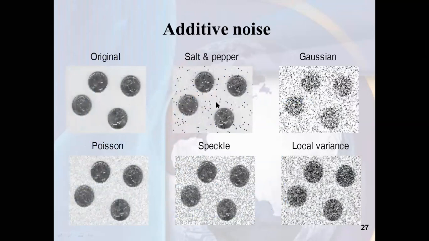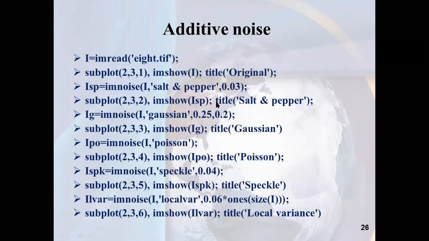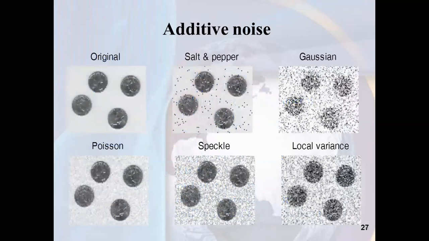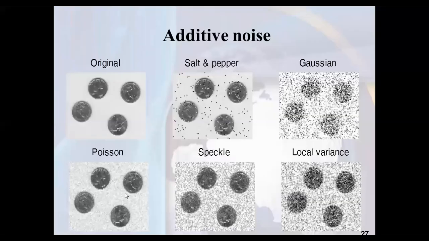This is the salt and pepper. Of course, we increased the density to 3%, so it's a big density of salt and pepper. This is Gaussian noise, because I took a big variance. This is Poisson noise. This is speckle noise, as we said, similar to ultrasound. This is local variance noise. This is what we call additive noise, so we add noise to the image.